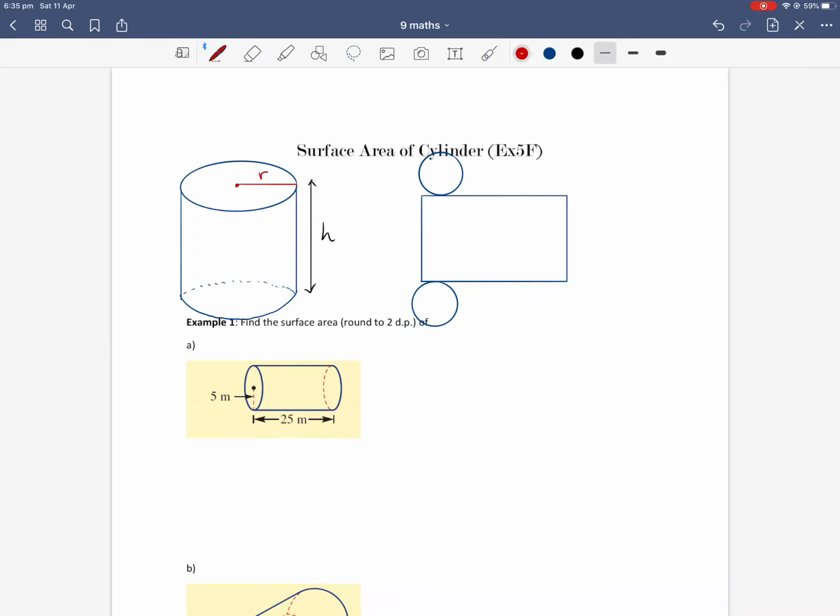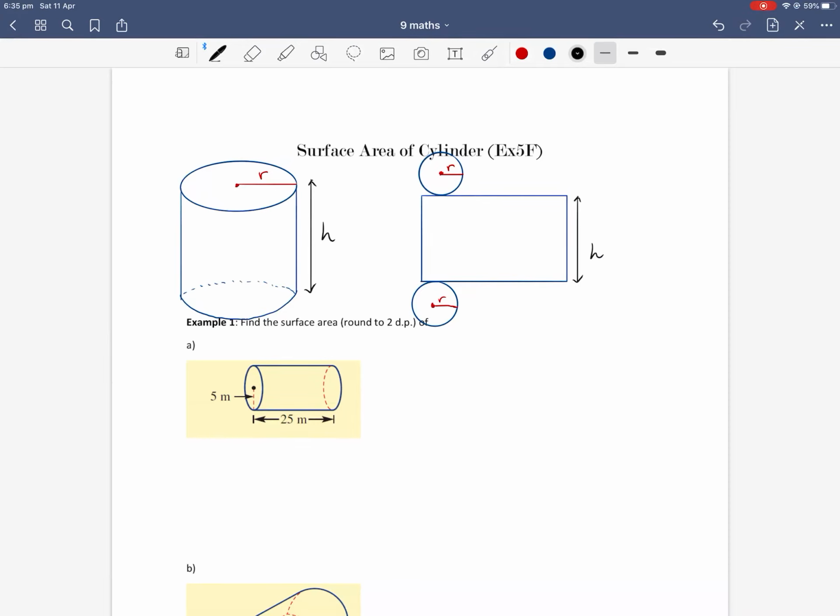As we said before, the circle is defined by the radius of the circle. So the two circles here have radius r. And we said when we unwrapped the net that this width of the rectangle is the height of the rectangle, which we said was h.